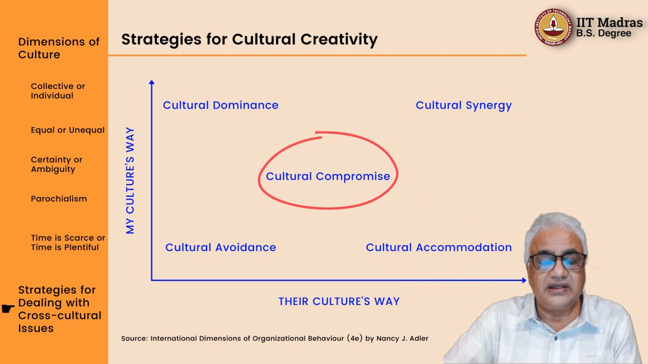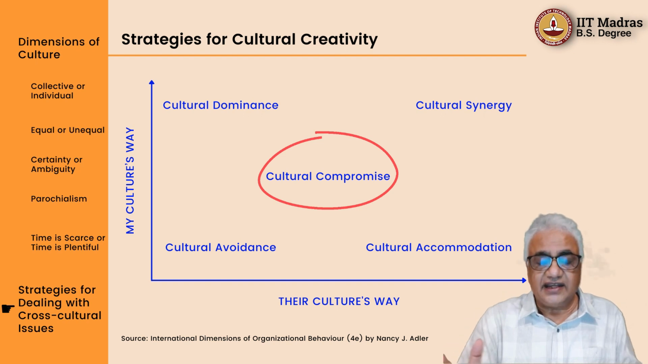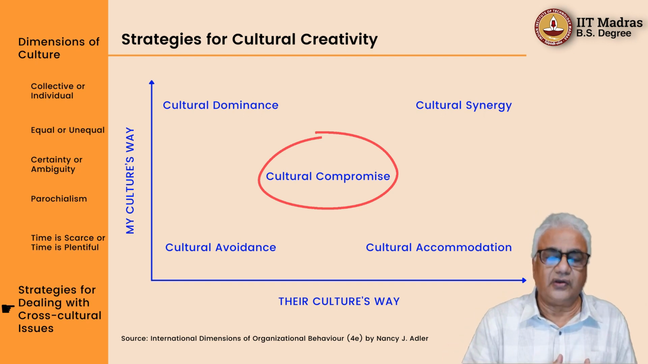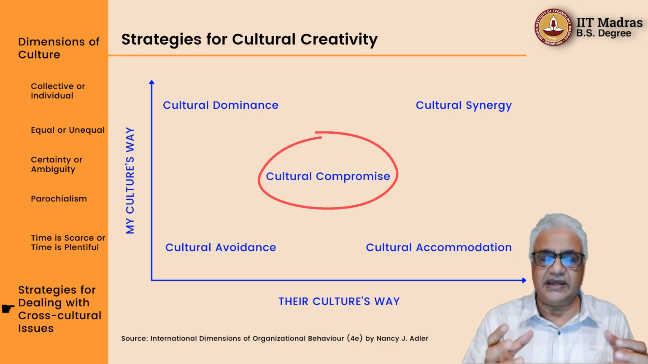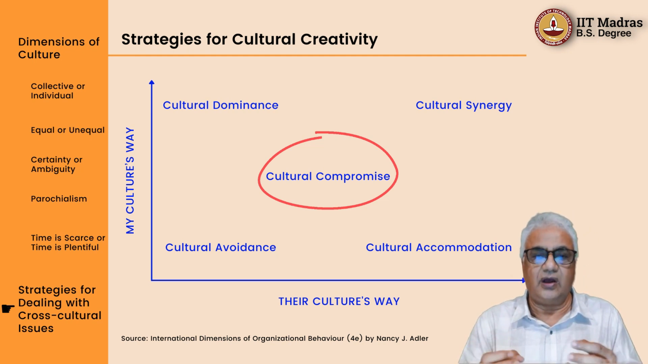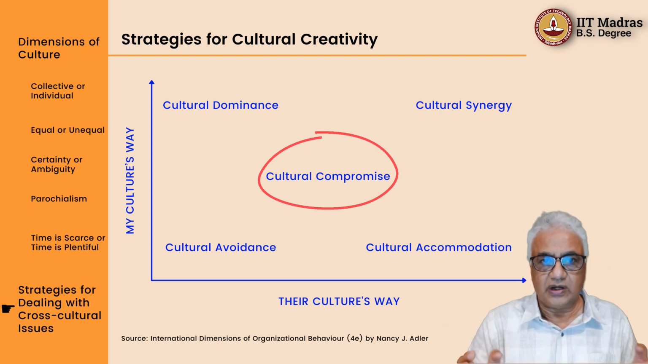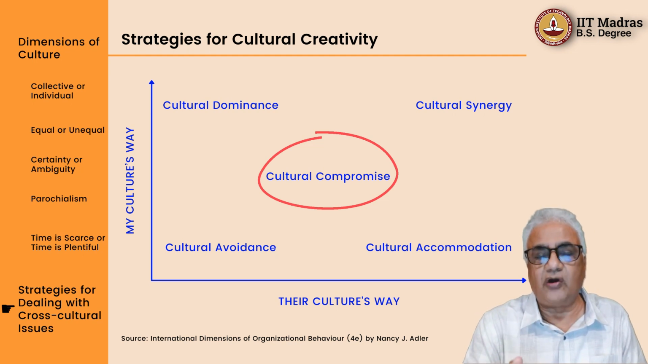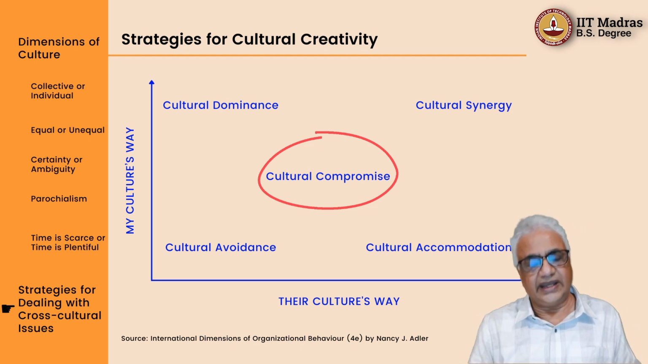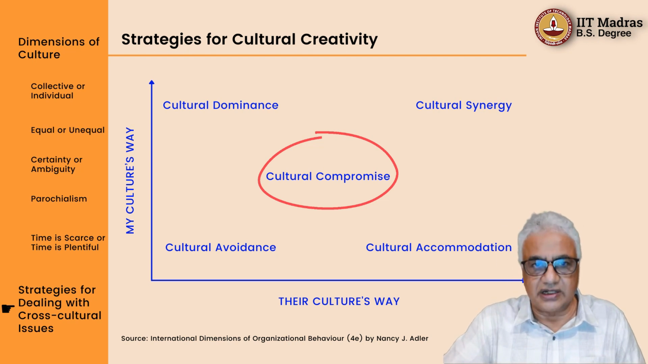And then you have cultural compromise, which is to say, let us meet midway. So let's assume a conference, a meeting between the French and the Russians, or between the Italians and the Mexicans. What they do is say, for the first 2 months, let us have all the meetings in Mexico. For the next 2 months, let us have the meetings in Italy. So that is cultural compromise.